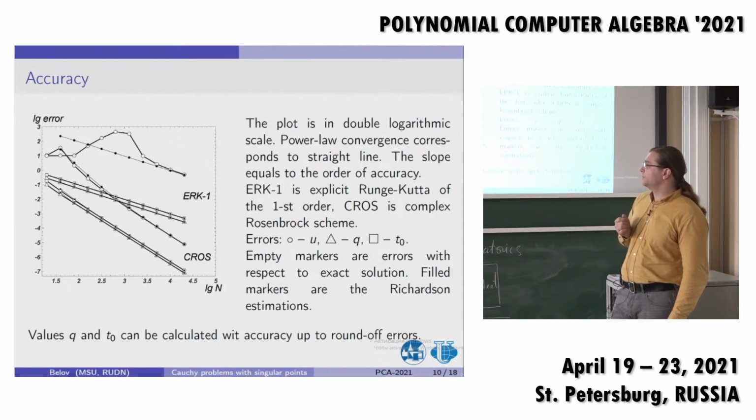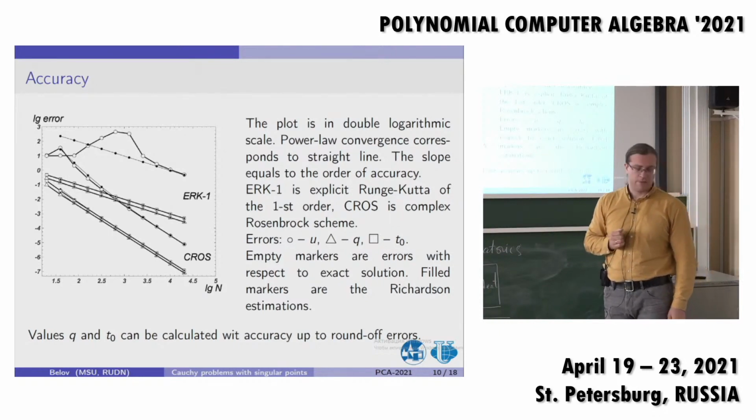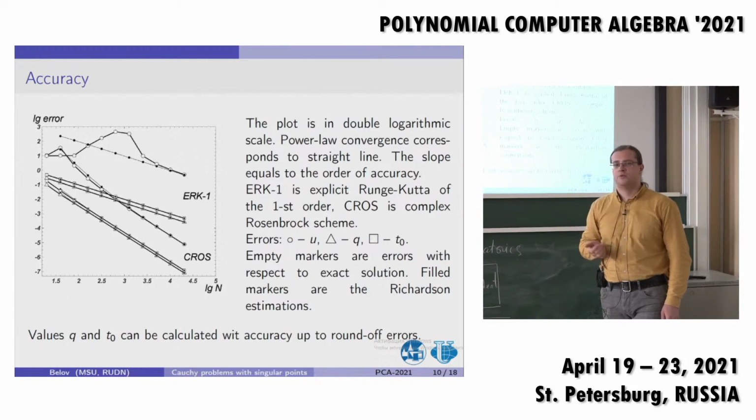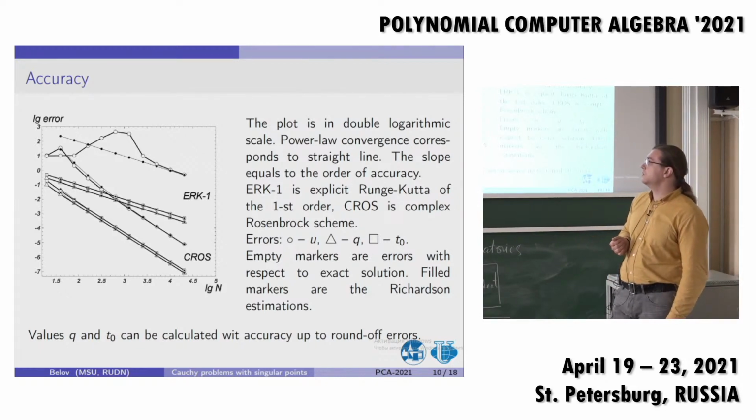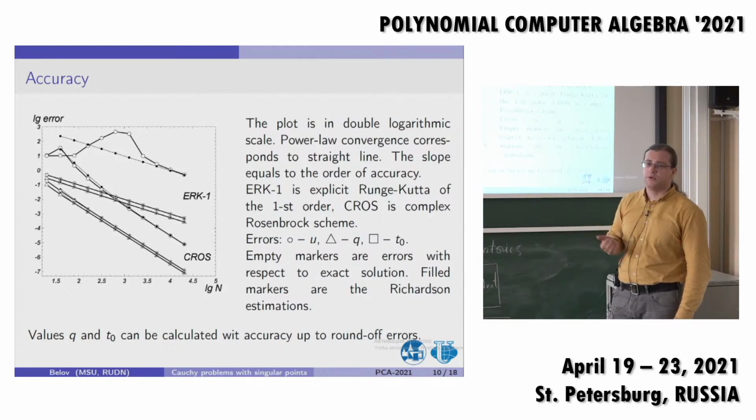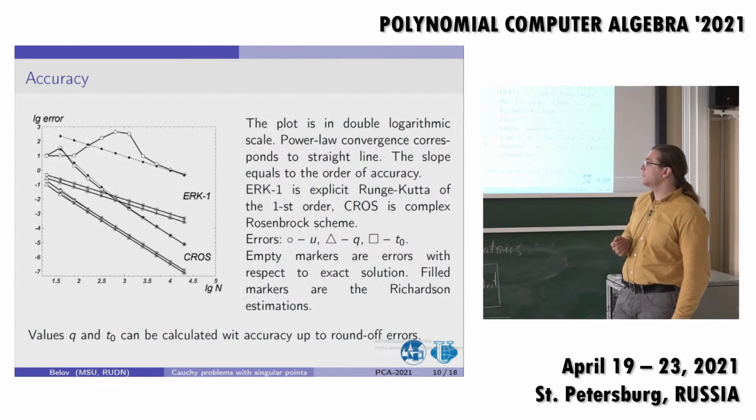Let's now discuss them. You can see that the curves tend to straight lines with slope -2, which corresponds to the theoretical order of accuracy for the complex Rosenbrock scheme. And the Richardson estimates tend to the exact values of the error obtained by comparison with the exact solution.